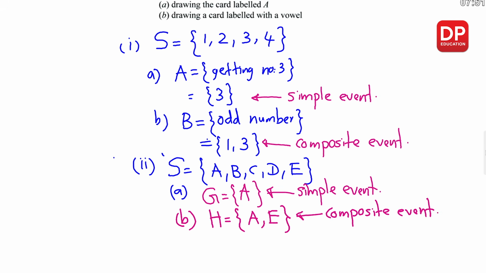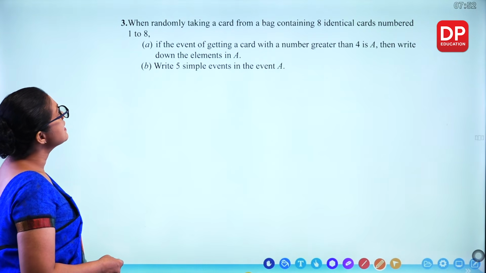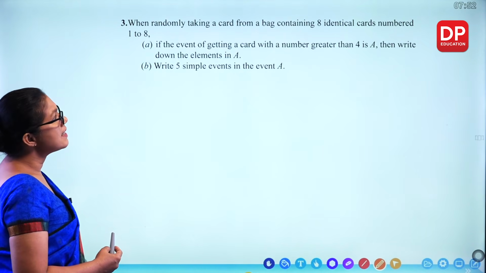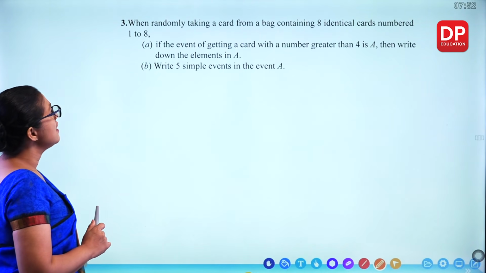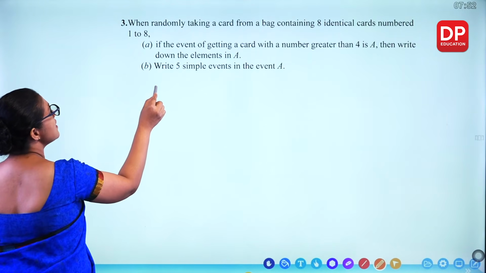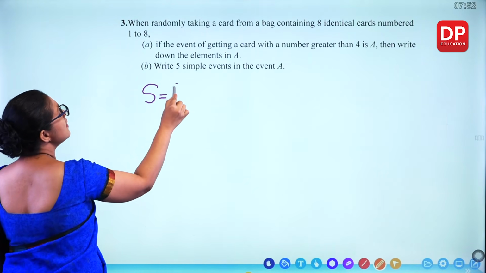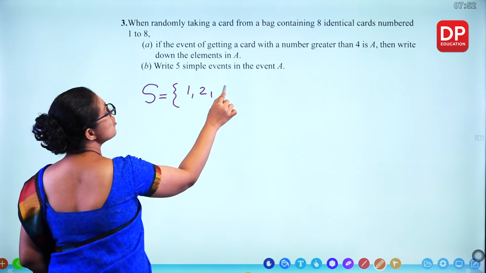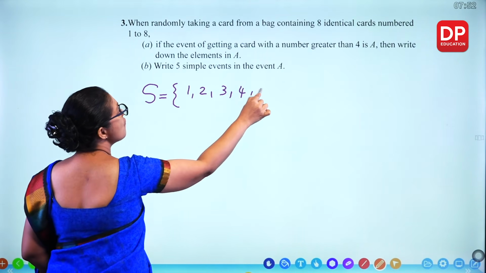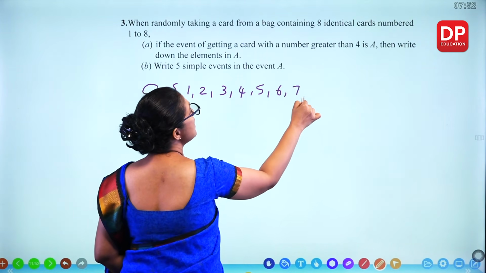Question number 3. When randomly taking a card from a bag containing 8 identical cards numbered 1 to 8, first identify the sample space here. Card numbered 1 to 8: 1, 2, 3, 4, 5, 6, 7, 8.